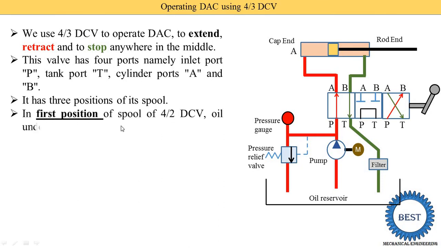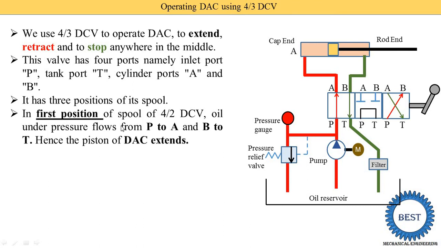Now, in the first position. Okay, so here you see this image for the first position. Then after this I draw another image for the mid position and the second position, so you can easily understand it. Okay, so on the first position of the spool of 4/2 DCV, oil under pressure flows from P to A and B to T, hence the piston of the double acting cylinder is extended.